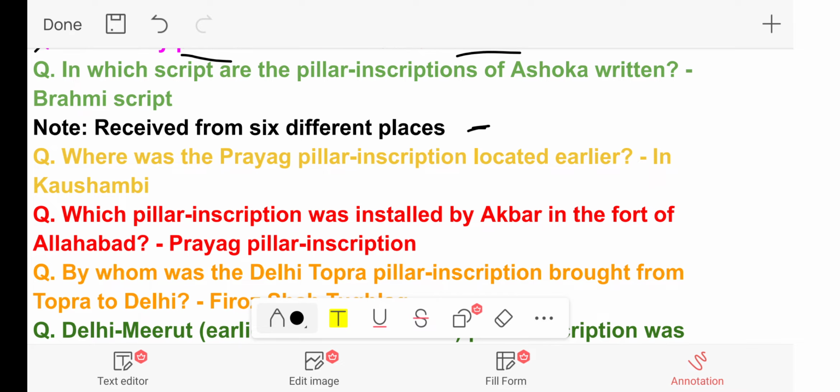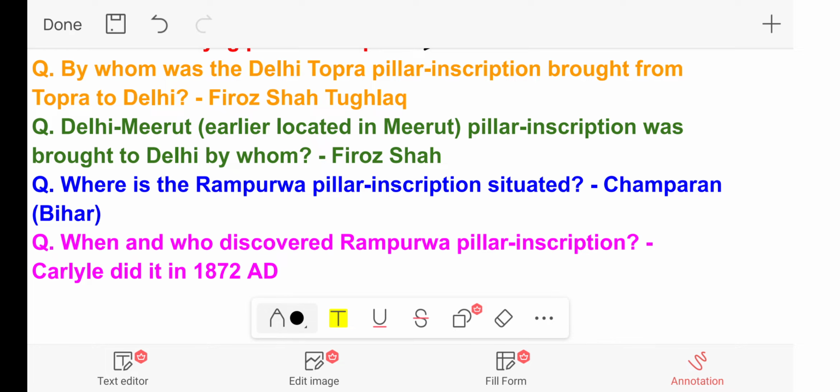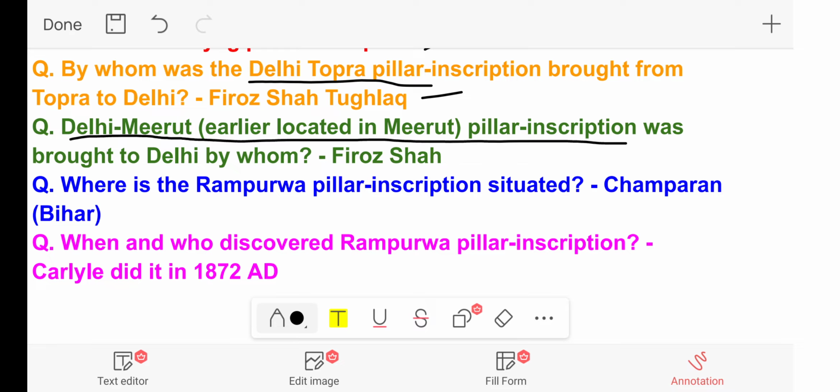Next is, where was the Prayag pillar inscription located earlier? Answer is in Kaushambi. Next, which pillar inscription was installed by Akbar in the fort of Allahabad? Answer is Prayag pillar inscription. Next, by whom was the Delhi Topra pillar inscription brought from Topra to Delhi? Answer is Firoz Shah Tughlaq. Next is, Delhi Meerut, earlier located in Meerut, pillar inscription was brought to Delhi by whom? Answer is Firoz Shah.